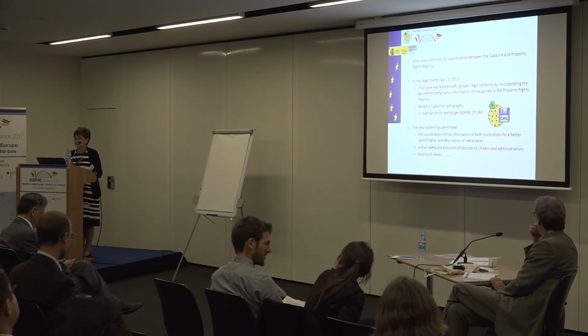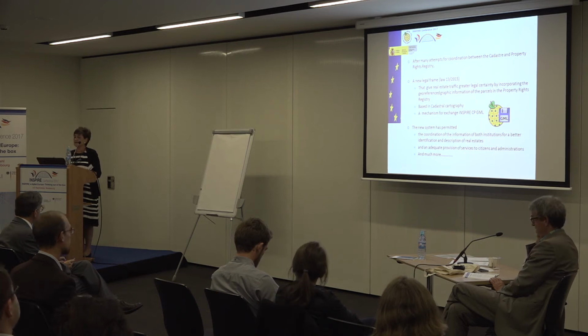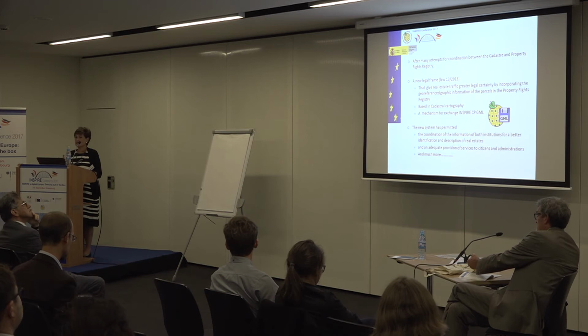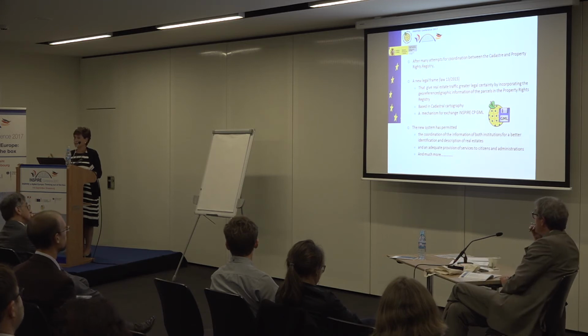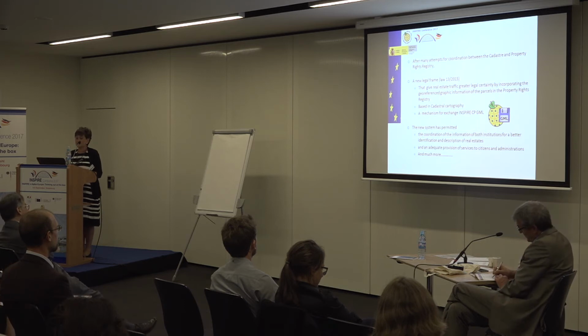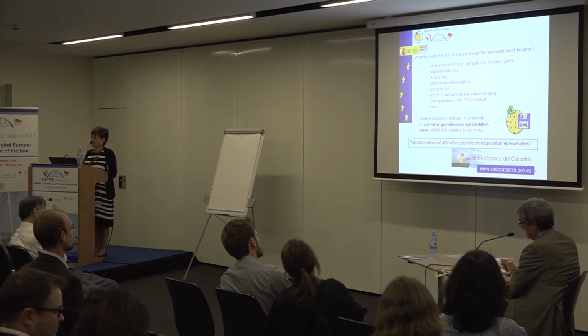But since 2015 we have a new law that wants to give real estate traffic greater legal certainty by incorporating the georeferenced graphic information of the parcels in the property rights register. This is based on the cadastral cartography, and the most important thing is that the mechanism is over the GML of INSPIRE Cadastral Parcel. So INSPIRE Cadastral Parcel was the magic word that permitted us to coordinate between land register and cadastre. The new system provides this data. They must provide an alternative georeferenced representation, and this is also a GML of INSPIRE.